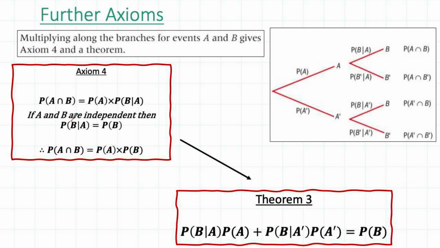However, I can also combine it with independent events. If I know that A and B are independent events, then P of A intersect B is just P of A times P of B. And we know that if they are independent, then the probability of B given A is just the probability of B. So combining these two, the probability of A intersect B is equal to the probability of A times the probability of B. Now, this again leads to theorem 3, which is connected to Bayes' theorem. This will be explained in more detail in another video.